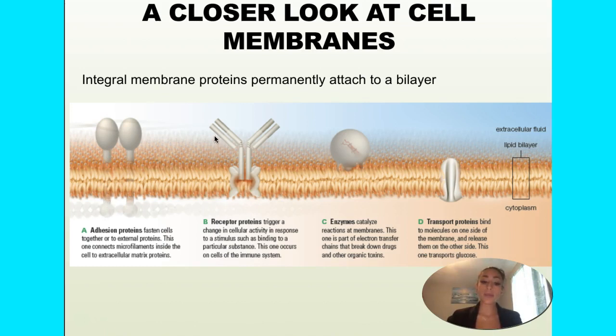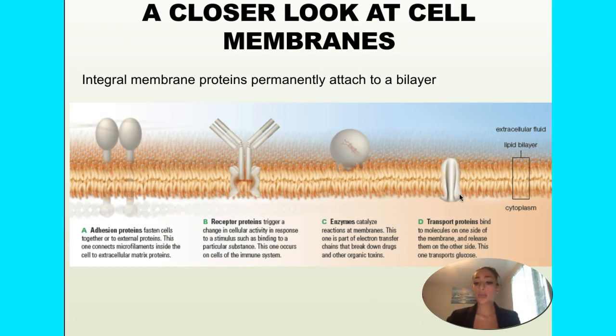We also have receptor proteins right here, which, as it explains here, triggers a change in the cellular activity in response to a stimulus such as binding to a particular substance. So something's going to bind over here to this receptor, then that's going to actually signal and transfer that communication into the actual cell for another reaction to occur. But it is going throughout the entire membrane.